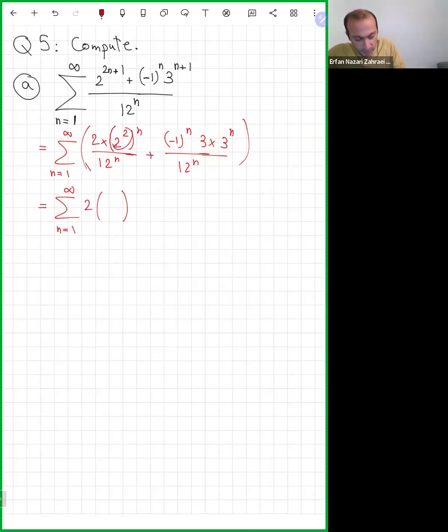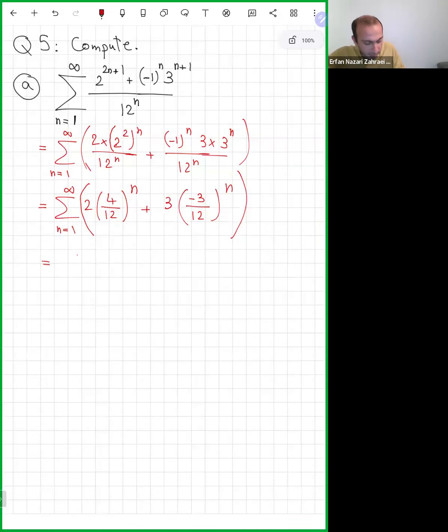The first one is just 2 squared, which is 4 over 12, the whole thing to the exponent n. Note that I have 4 to the exponent n and 12 to the exponent n, together it is 4 over 12 to the exponent n. In the second term, I have this term to the exponent n, this term, and this term to the exponent n. I combine all of these together. It will be minus 1 times 3 over 12, which is minus 3 over 12 to the exponent n. Don't forget that we had this coefficient 3. Write it here.